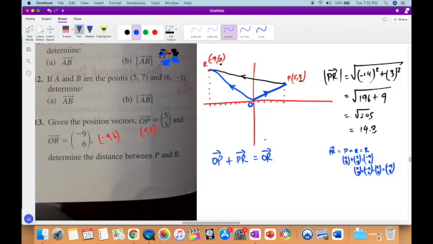What do we want to find? We want to find PR. We have OP, we have OR. So PR is going to be OR, we fling across the OP, so it'll be minus OP. And therefore PR is what? (-9, 6) minus OP, which is (5, 3). And we end up getting the same thing, (-14, 3).